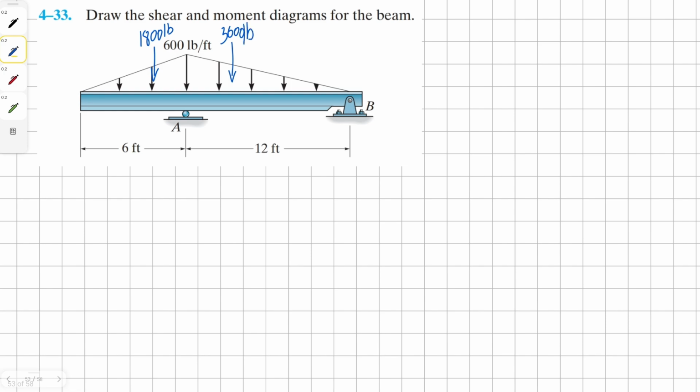And then we have a roller at A and a pin connection at B. Horizontal direction at B is going to be 0. And now to find our AY, we're going to have to take moment about the point B.